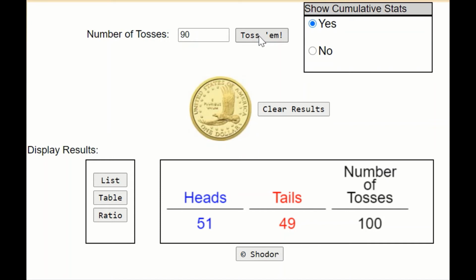All right, so now you can see that we've come very close to our 50% probability, or our 0.5 probability, that we would believe we should get from our theoretical method. And we can see that 49 out of the 100 tosses were tails. So 49 divided by 100 is going to give us a probability of 0.49, which is very close to our theoretical probability of 0.5.